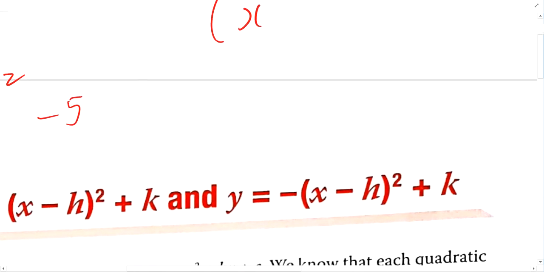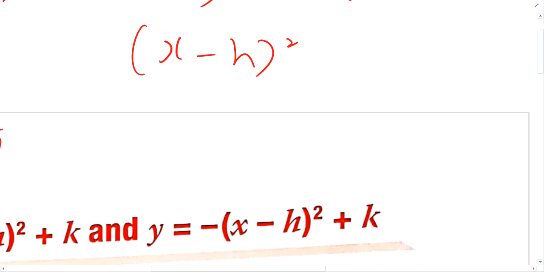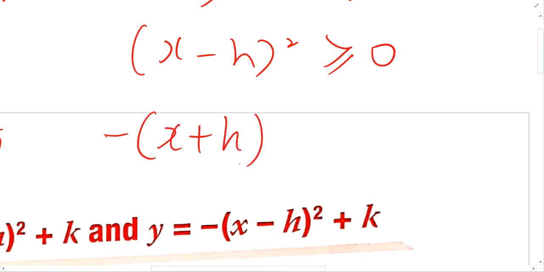x minus h squared. This is greater than or equal to 0. Always. Negative x plus h or minus h, doesn't matter. This is less than or equal to 0. Always. Do you see this?